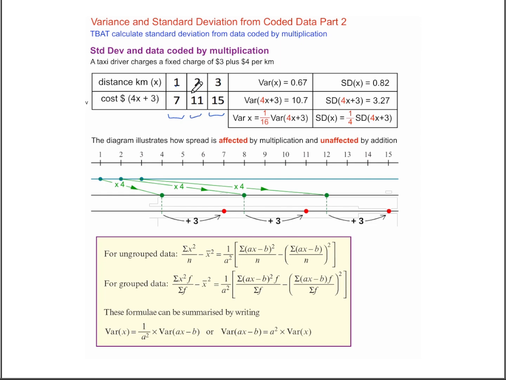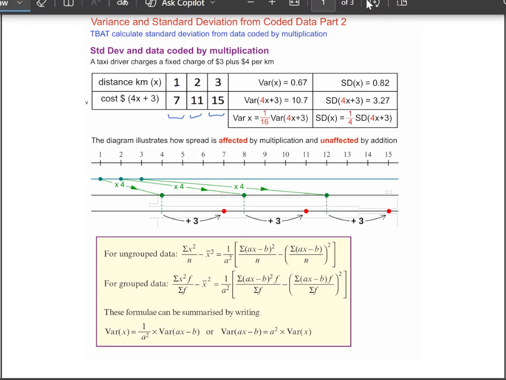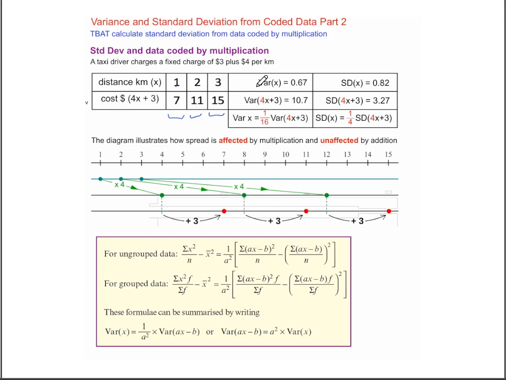When you look at 1, 2, and 3, that's your original set of data. And you can see that the cost is coded data because there have been some things that have happened to it, multiplication and addition for that matter. And if we take a look at the variance between the two, we see that it is slightly different. And we show this with the diagram.